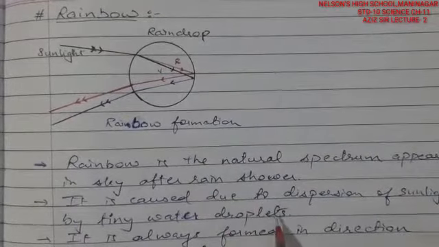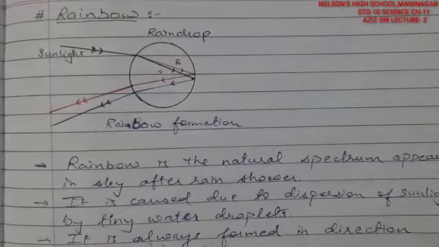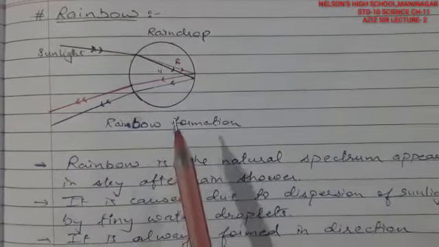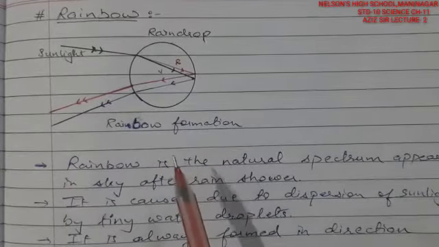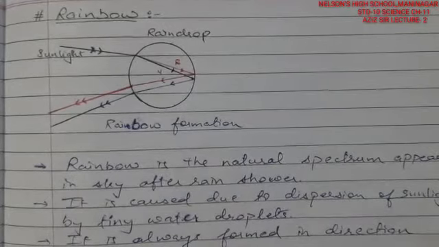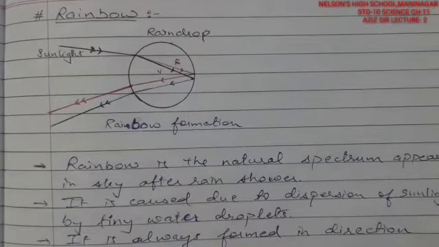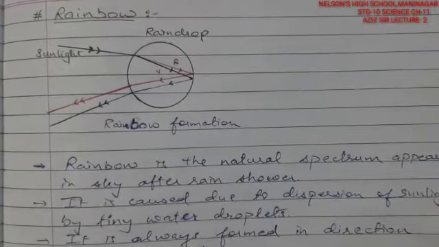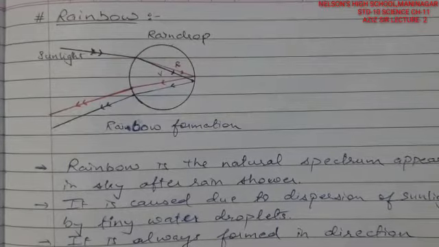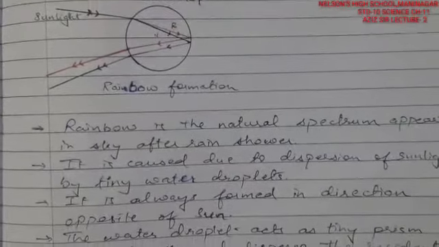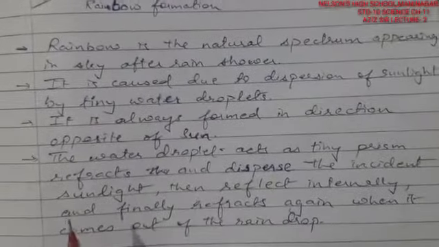This is caused by the dispersion of sunlight by tiny water droplets. There are billions and billions of water droplets, and each of them undergoes this dispersion. The rainbow also forms in the direction opposite to the sun. That means the rain showers are seen on the opposite side of the sun, and this phenomenon happens in the morning or in the evening.